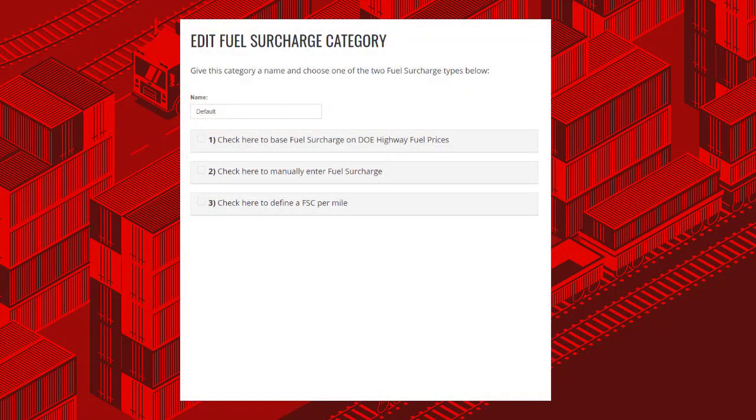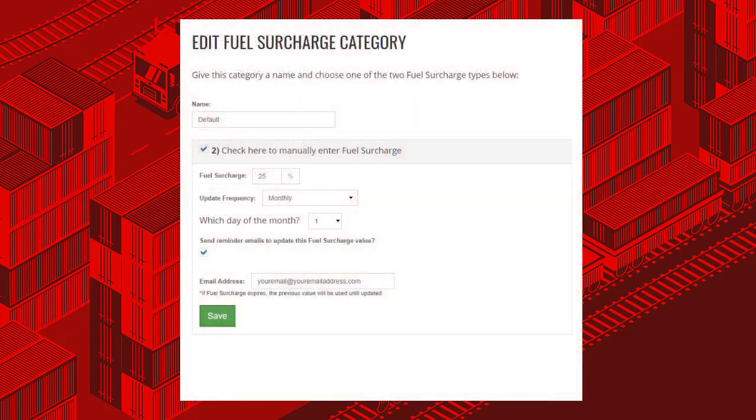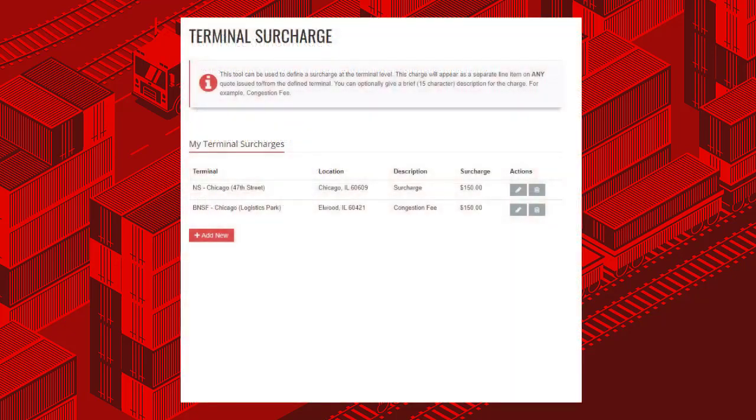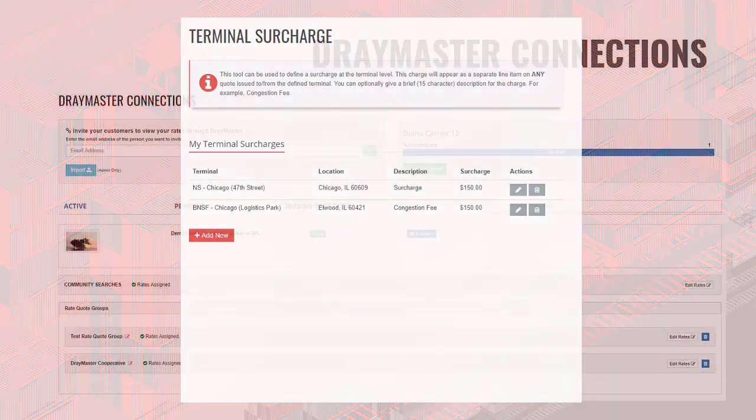Fuel surcharges can be calculated one of three ways. They can be updated automatically based on the standard Department of Energy fuel prices, manually using a percentage with an option to set up a reminder to review and update on a regular basis, or on a per mile basis. Adding and removing terminal surcharges for things like congestion is easy and ensures these fees are included in quotes for the impacted terminal.